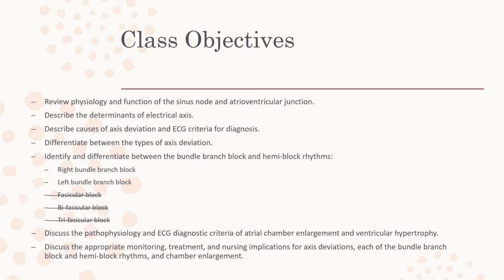Anyways, we are going to cover the usual physiology, and we're going to talk today about electrical axis. And this is so important for understanding things like bundle branch blocks and hemiblocks. We're going to look at the different kinds of axis deviations, of course, bundle branches and hemiblocks, and the pathophysiology for atrial enlargement and ventricular hypertrophy. So let's just jump in.